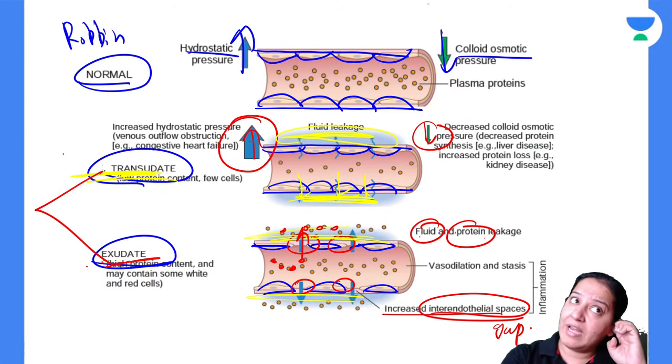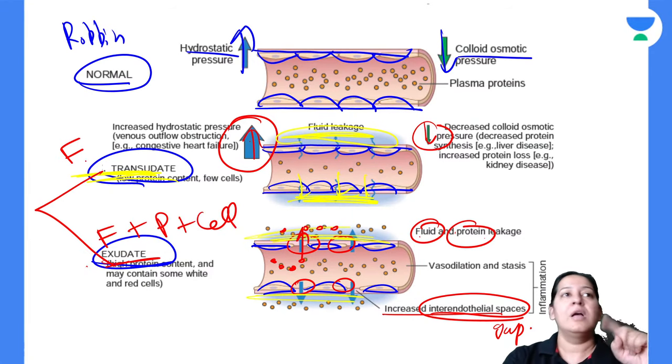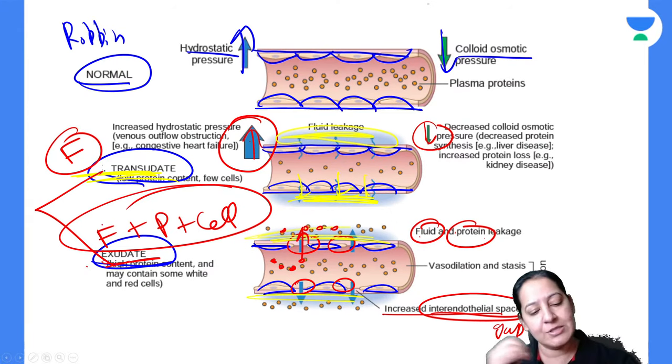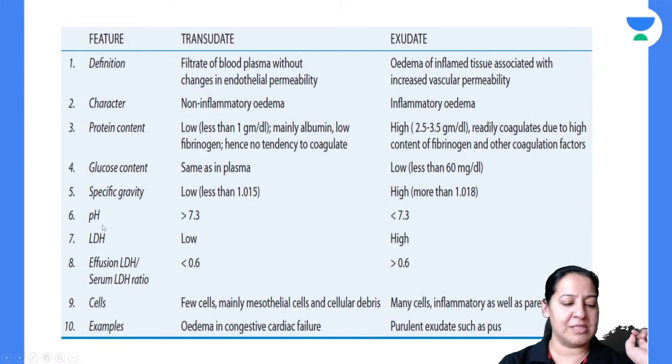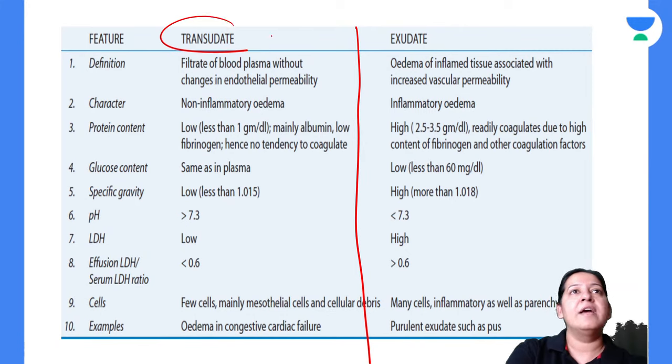In transudate, only fluid is there. In exudate, along with fluid, protein and cells are also there. The reason here is the pressure changes. The reason here is increased vascular permeability. So that is the thing. Have you got it? Everyone give me a thumbs up. Come on. So the two types of edema are the transudate and exudate.